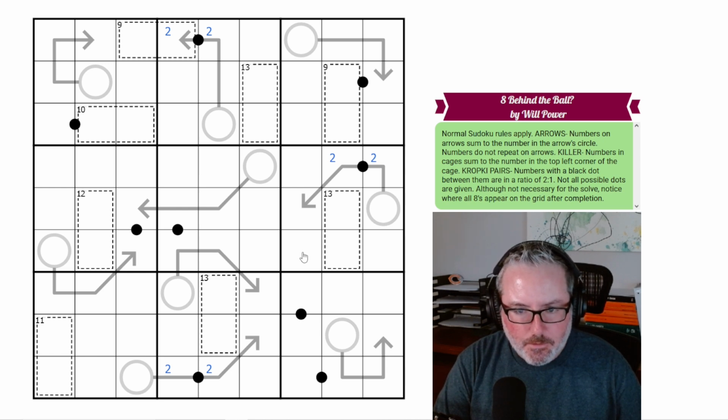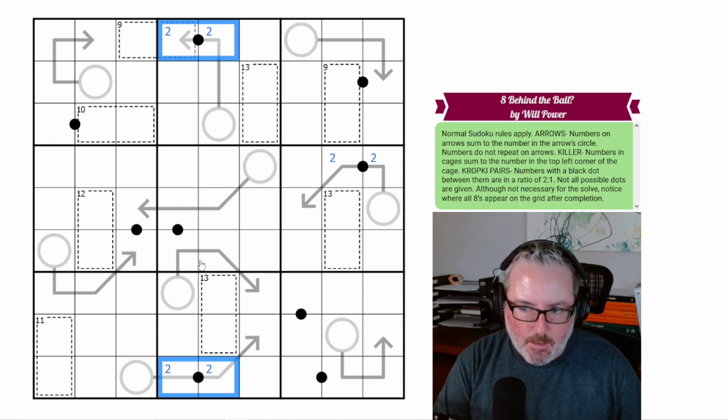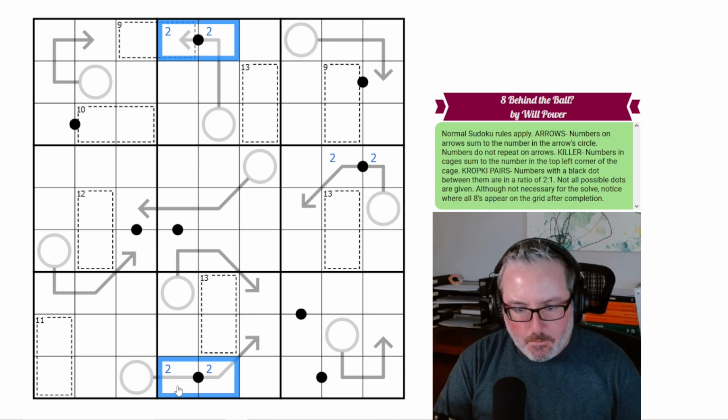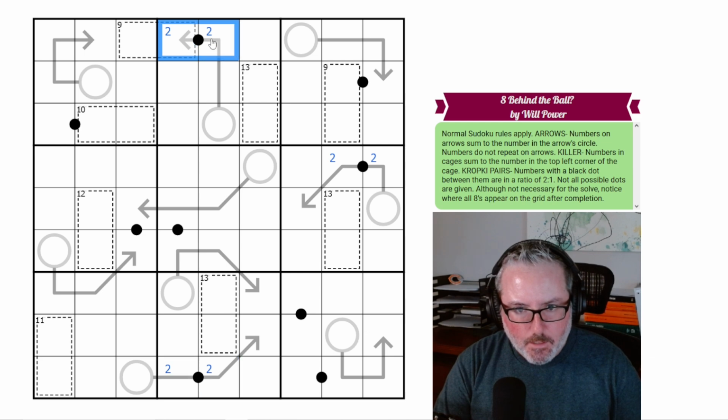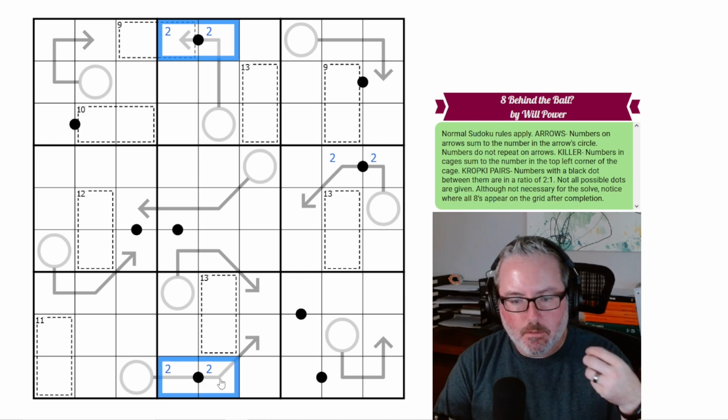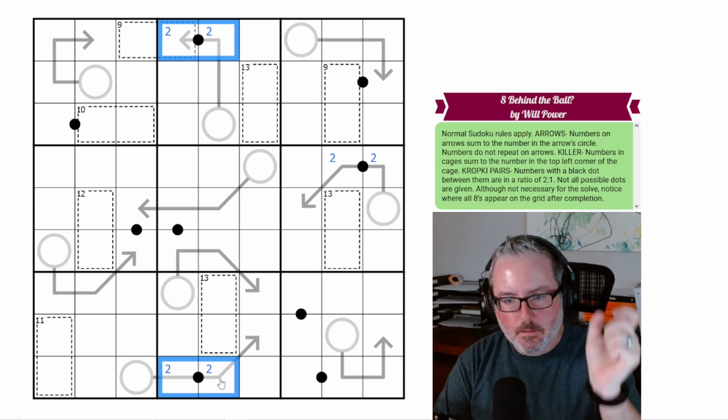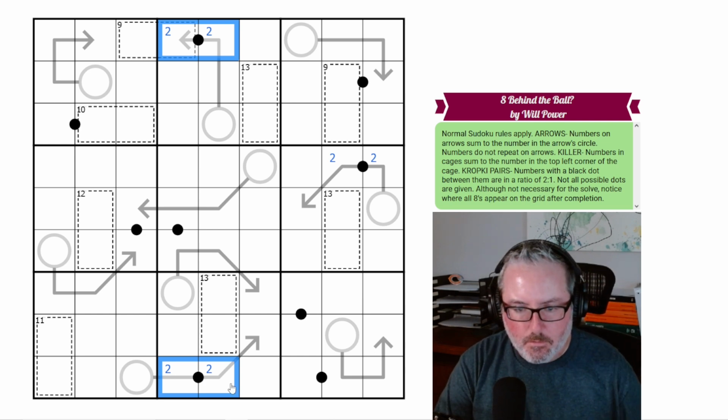Now, how useful is that? Well, it gives us an X-wing on 2s, and what an X-wing in the most simplest terms only means is that if you look at 2 regions and you know you have 2 places, or it could even be 3 places, what have you, but in this instance we have 2 different locations where a 2 could go.